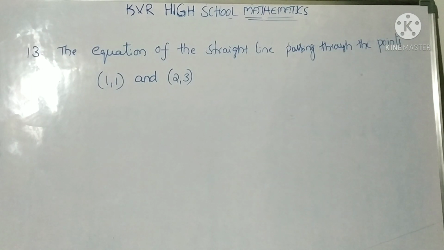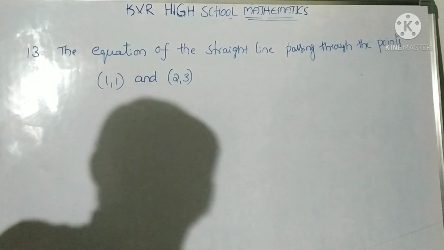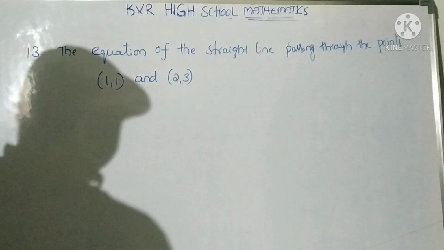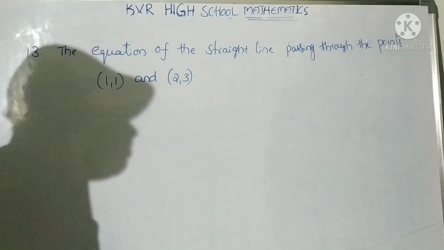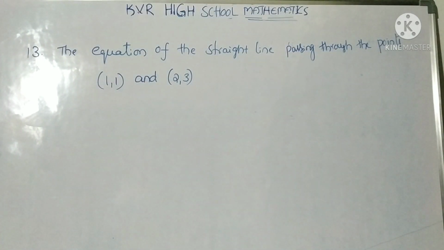Next question. The equation of the straight line passing through the points (1, 1) and (2, 3). Options are given. We can find it by checking the options, otherwise directly we have a formula.